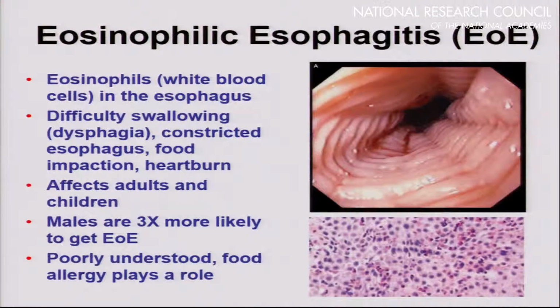EoE, the name comes from the fact that you find eosinophils, which are white blood cells, in the esophagus. And it leads to, pictures here, both a swelling around the throat, and then these purple cells, the eosinophils, invading much of the tissue. You get this sort of corrugated structure down the throat. The most obvious symptom is real difficulty swallowing, a constriction of the esophagus. You can get food impaction, heartburn.